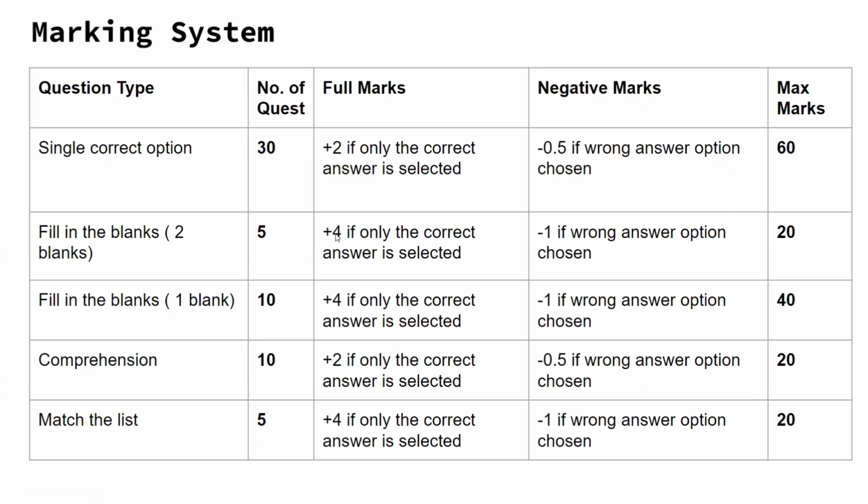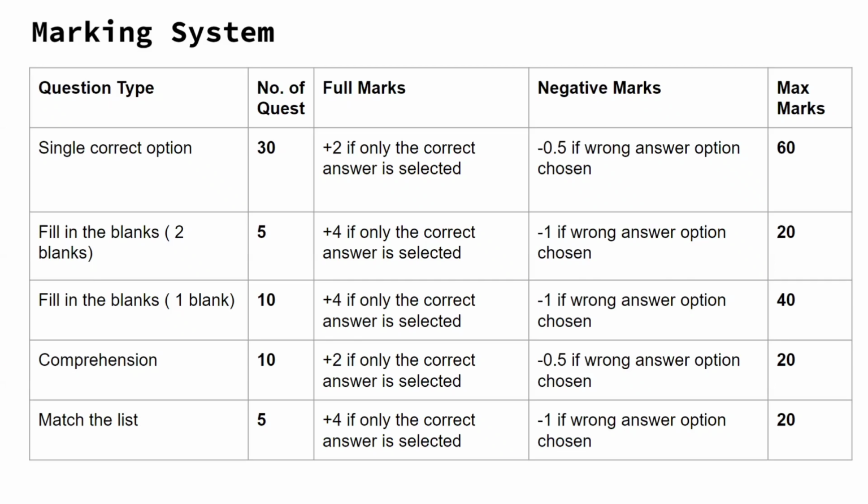Apart from these, other questions have plus 4 marks, and all the 4 mark questions have minus 1 of negative marking, and all the questions that have 2 marks have minus 0.5 negative marking if you give the wrong answer.